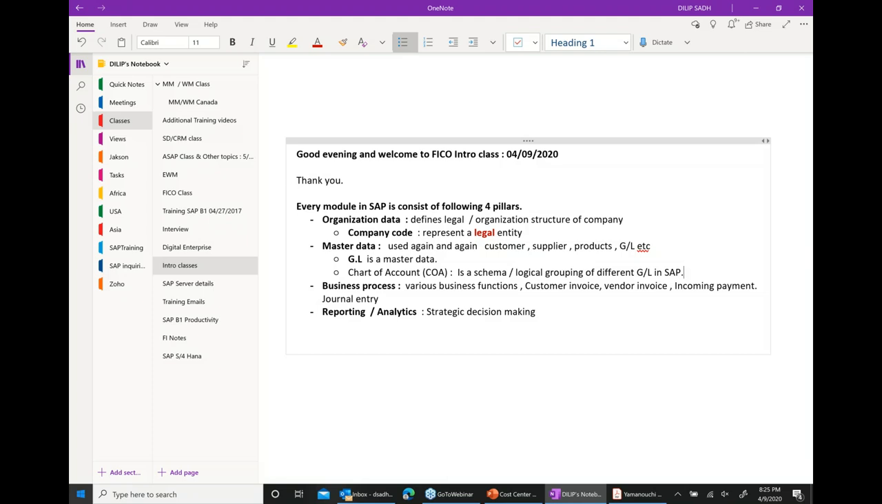Many GLs are possible because you might have different kinds of financial transactions. You can have dozens of general ledgers possible. Now, when you have all these dozens and dozens of GLs, all these different GLs have a schematic representation, and they're grouped together in a specific fashion, and that is called a schema, and that is called chart of account. All GLs appear in a chart of account.